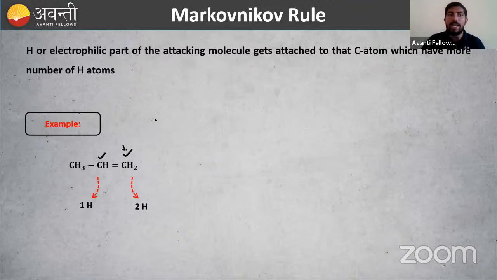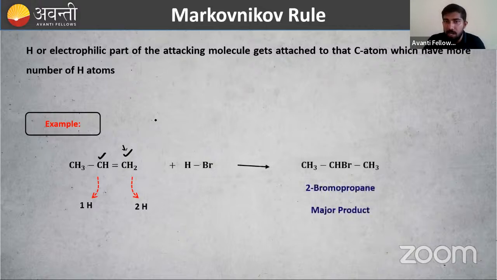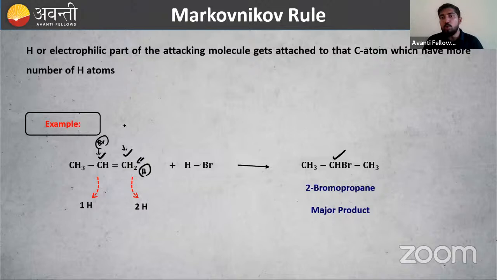To this one, our hydrogen will be going, or the positive part of the addendum will be going to the carbon atom which has more number of hydrogen atoms. So that is the major product. So HBr, then 2-bromopropane, that is the major product. To this terminal carbon, one hydrogen is coming. To this one, carbocation is formed. Then Br will be attached to this one. So 2-bromopropane is the major product according to our Markovnikov rule. That is it. Markovnikov rule.